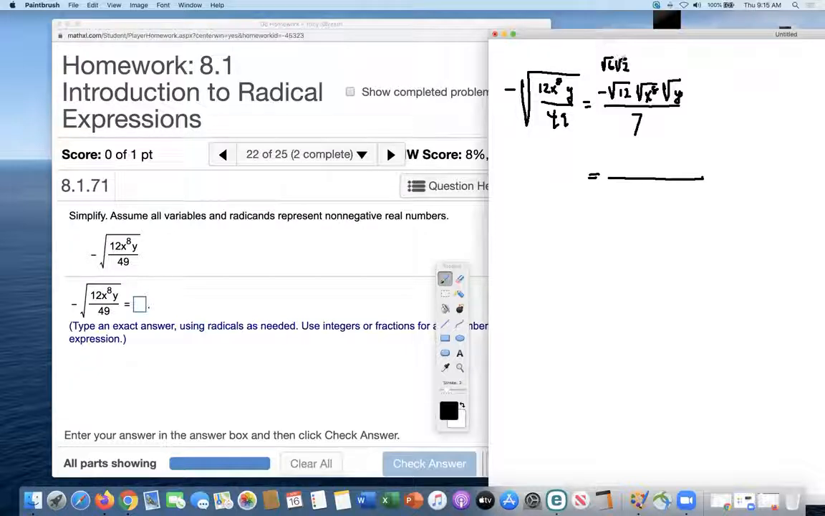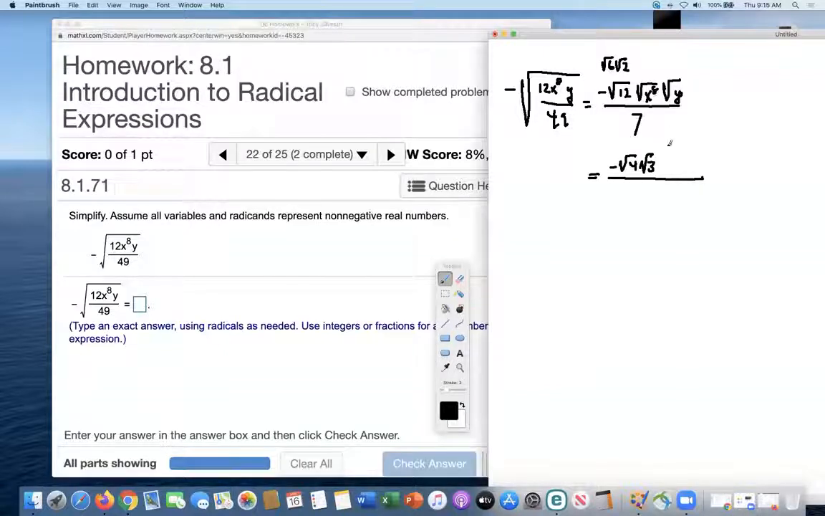But how's that going to help you? The square root of 6 you can't break down. The square root of 2 you can't break down. So you got to make sure you have perfect squares. Square root of 4, square root of 3 is much better, because that square root of 4 I can break down to be a 2.